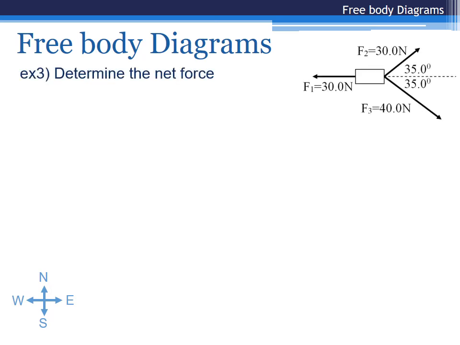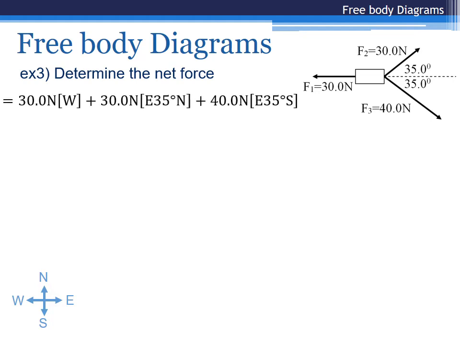Example 3, determine the net force. I'm going to draw out all 3 vectors. I've got a 30 Newton force pushing west. I've got a 30 Newton force that is directed east 35 degrees towards the north, and a 40 Newton force directed east 35 degrees towards the south. The first thing I'm going to want to do is break up the 2 vectors that are going on an angle into their north-south, east-west components.